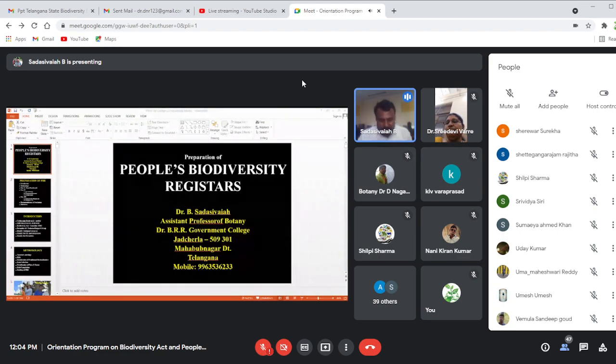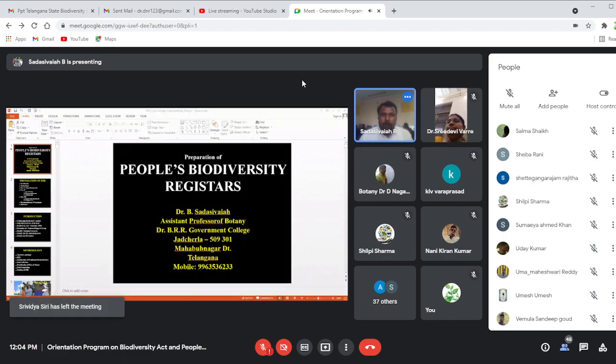Now coming to the methodology. For methodology, you should create awareness among the people of that particular village about the biodiversity management committee and also the preparation of PBR. With the help of people and also school teachers or any others who are residing in that village, we should prepare a PRA, participatory rural appraisal.